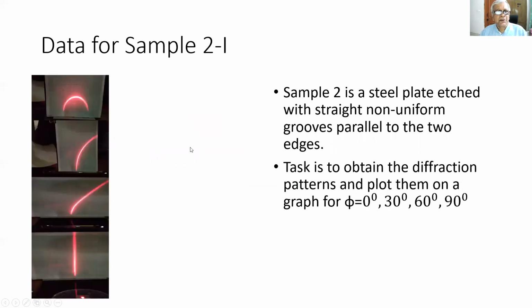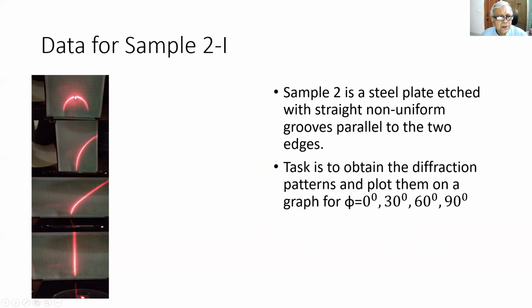All right, data from sample 2. Sample 2 is a steel plate etched with straight, non-uniform grooves parallel to the two edges. The task is to obtain the diffraction patterns and plot them on a graph for phi equal to 0 degrees, 30 degrees, 60 degrees, and 90 degrees. And this is an actual experimental result. You can see that there is a continuous graph out here.